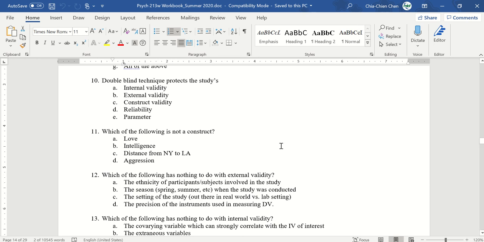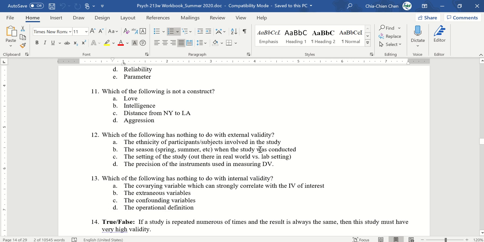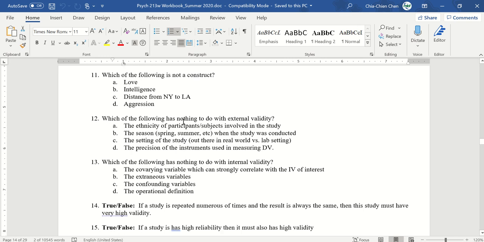Okay, that's it. Double blind technique protects the study's internal validity. 11. Which of the following is not a construct? Okay, so what is a construct? Well, a construct is something that's not directly measurable, but something more like a mental process. So it's not love, it's not intelligence, because these are not measurable. It's not aggression, because these are not directly measurable. So that would be distance from New York to LA. So the correct answer is C.